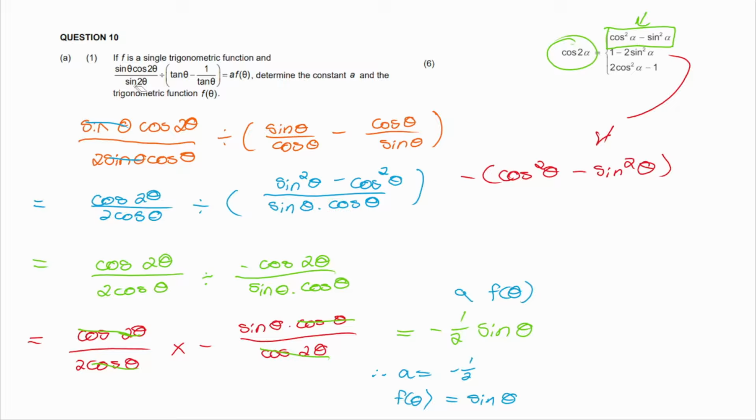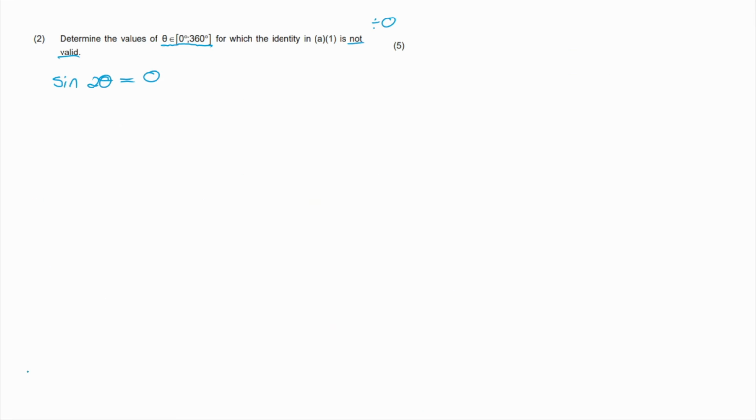Very important, remember here we're dividing. Here's the divide sign by this. So this thing cannot be 0, because if it's 0, then the identity is not going to be valid. So we need to check sine 2 theta is equal to 0, and we're also going to have to check that tan theta minus 1 over tan theta is equal to 0. Then it will be not valid. Let's check these two independently.